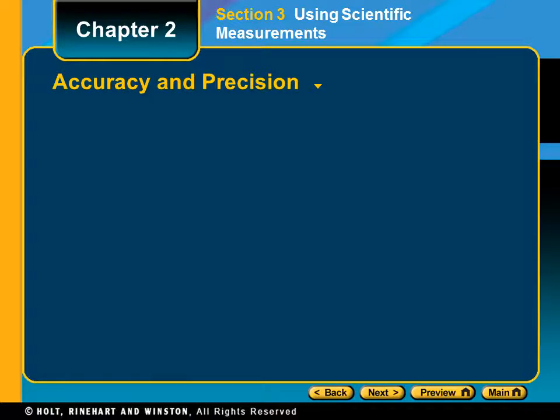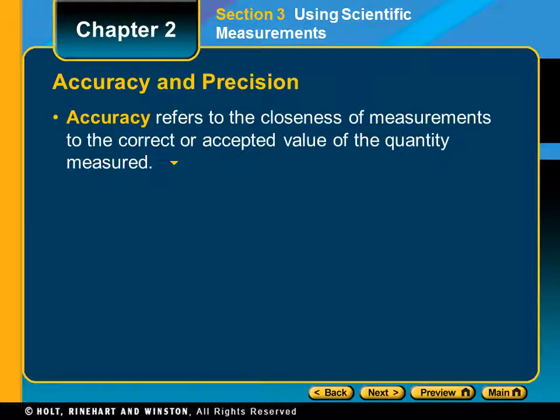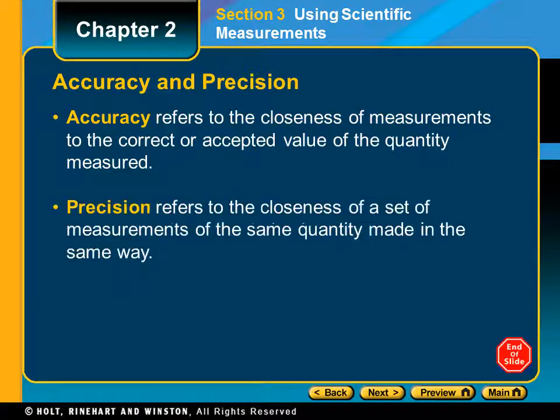relationships. So when we talk about accuracy and precision, one of the examples I like to use is a bow and arrow shooting at an archery target, or you could talk about a rifle shooting at a rifle target. Accuracy refers to the closeness of the measurements to the correct or accepted value of the quantity measured. Okay, so that is your shots are getting in the bullseye, so to speak. Precision refers to the closeness of a set of measurements of the same quantity made in the same way. So that is, your shots are all close together.